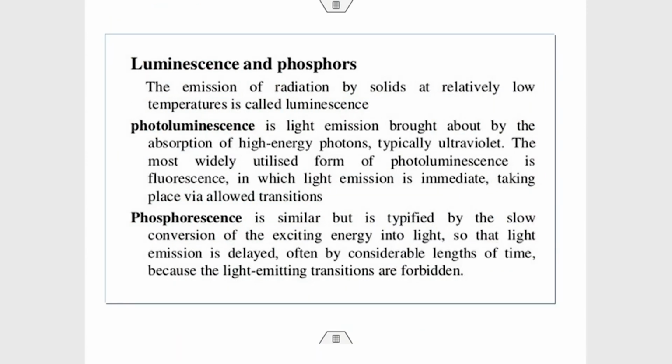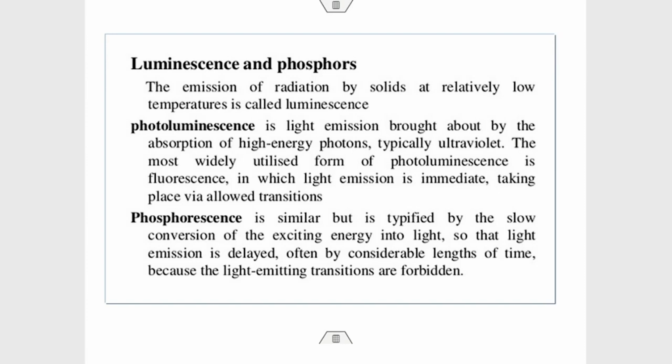Now, you also have luminescence and phosphorescence. Emission of radiation by a solid at relatively low temperature is called luminescence. Photoluminescence is the light emission brought about by absorption of high energy photons, typically ultraviolet rays. The most widely utilized form of photoluminescence is fluorescence, in which light emission is immediate and takes place via allowed transitions. Phosphorescence is similar to photoluminescence, but is differentiated by slow conversion of the excitation energy into light. In the case of photoluminescence it is very immediate, it will not be slow, but in the case of phosphorescence it is slow.